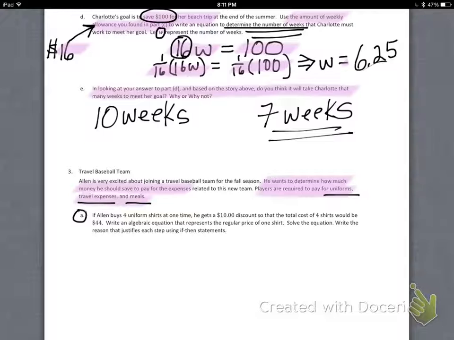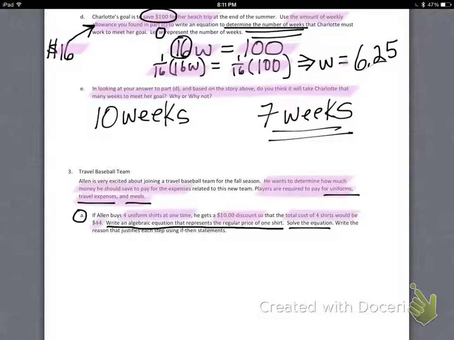Part A asks this: if Alan buys 4 uniform shirts at one time, he gets a $10 discount, so that the total cost of 4 shirts would be $44. Your task is to start with writing an algebraic equation that represents the regular price of one shirt, solve the equation, and write the reasons with if-then statements. That's not so important to me, but so you know how to explain it.